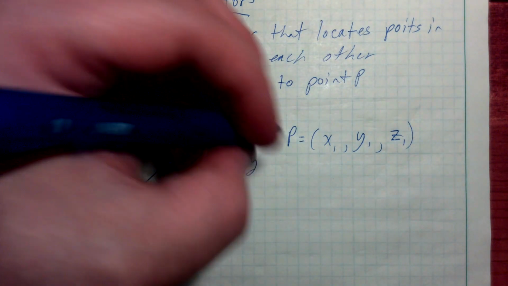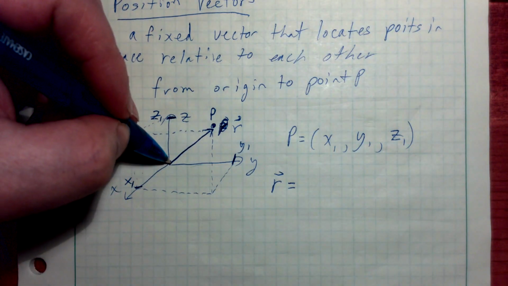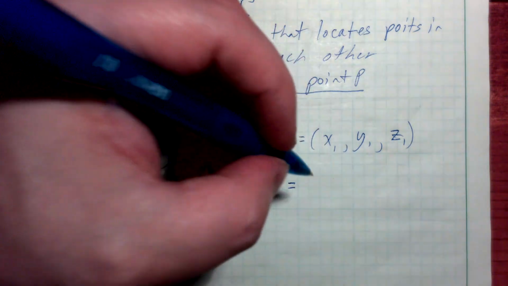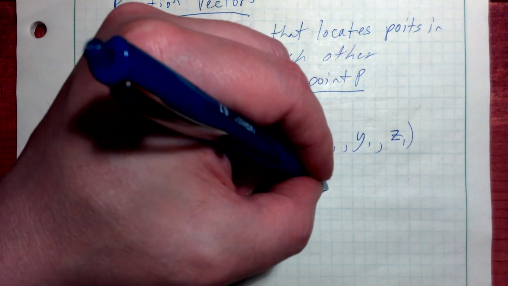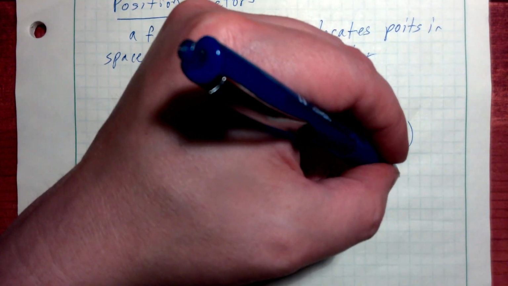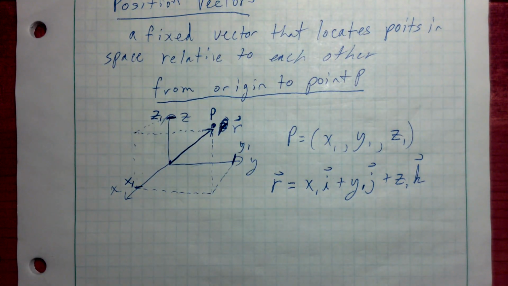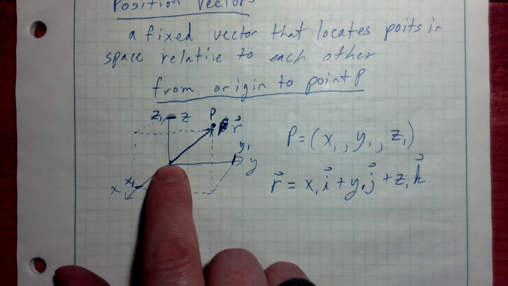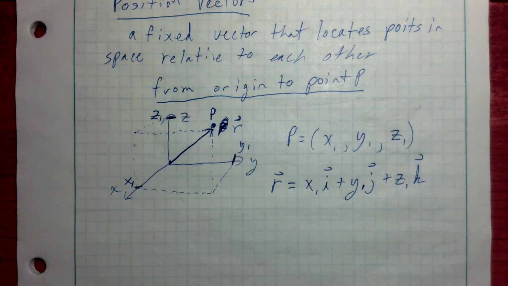And so I want to find the position vector that describes going from the origin out to this point P. Well, that position vector is actually pretty simple if you're going from the origin. Then it just simply becomes x1 i plus y1 j plus z1 k. So this vector describes what a vector would be if we went from the origin out to this point P living at x1, y1, z1.